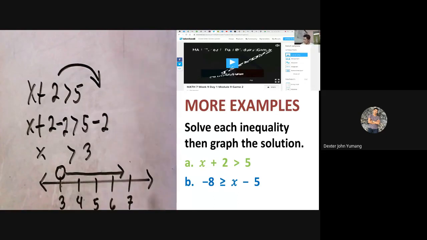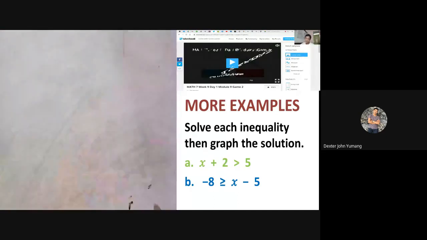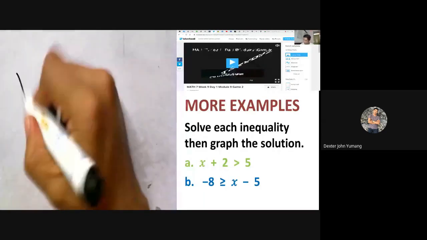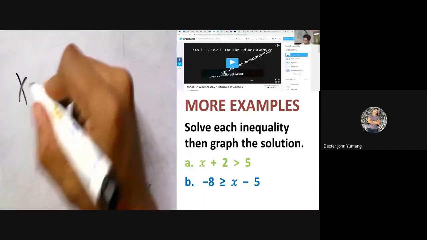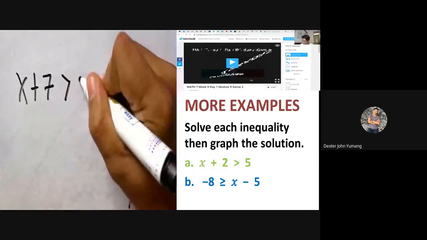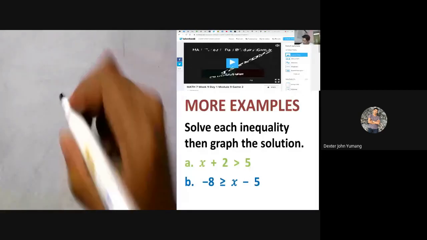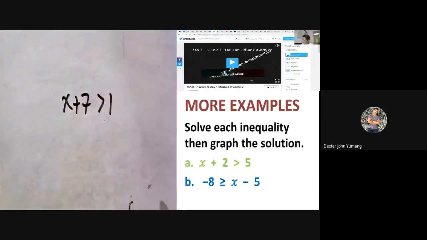So, we have your turn activity. So, x plus 7 greater than 1. Okay? X plus 7 greater than 1. X plus 7 greater than 1. Your turn. You do the solving, then the graphing. Okay, I'll be giving you 2 minutes. Your time starts now.